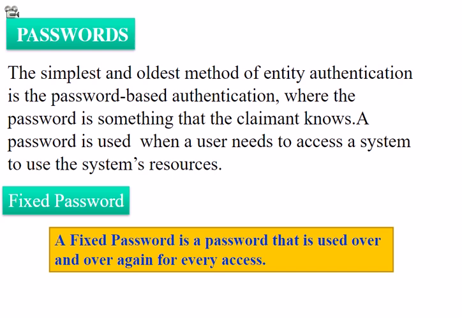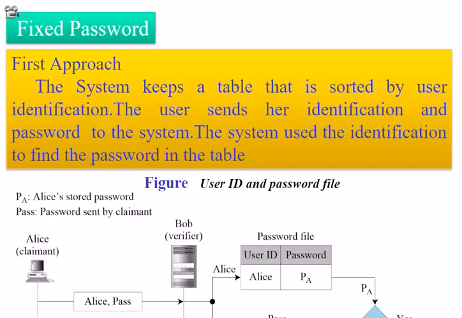Fixed password is a password used over and over for every access. In fixed password, there are several schemes. In the first approach, the system keeps a table that is stored by the user identification. The user sends her identification and the password to the system. The system uses the identification to find the password in the table. The figure explains the user ID and the password file: a stored password and the password sent by the claimant.